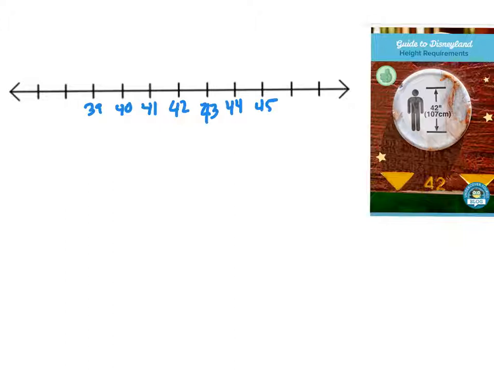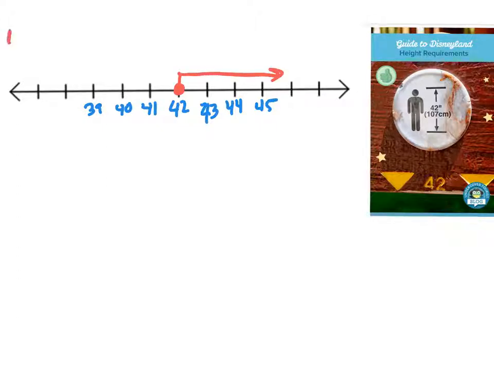So, am I going to put a solid dot at 42 or an open dot at 42? You have to be 42 inches or taller. Solid, right? Solid dot. And if it's taller, is it going to the left or to the right? To the right. Okay? Now, what do I mean by that?